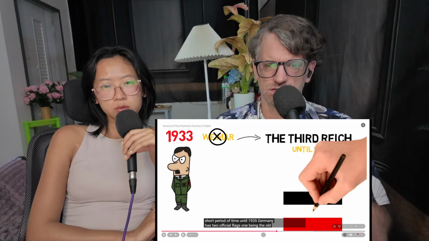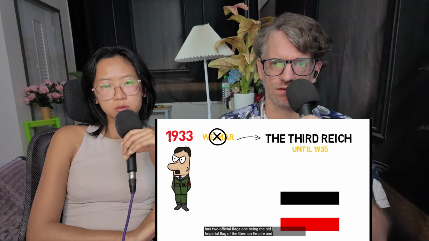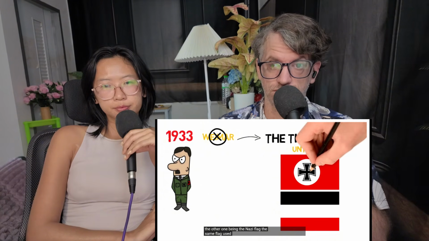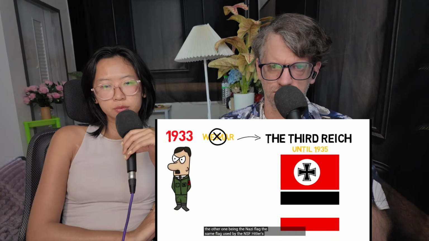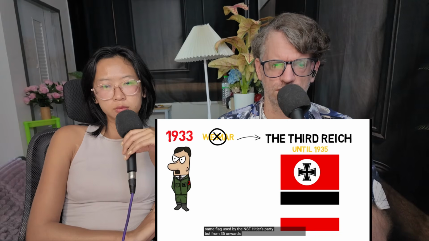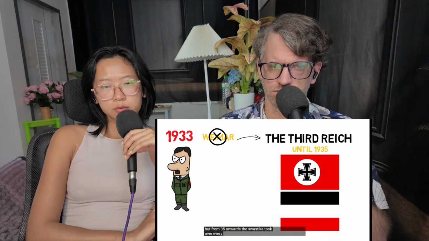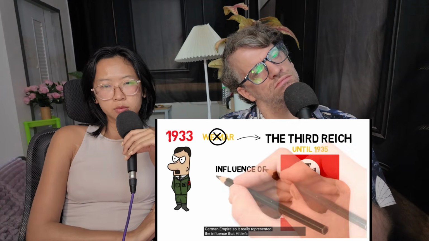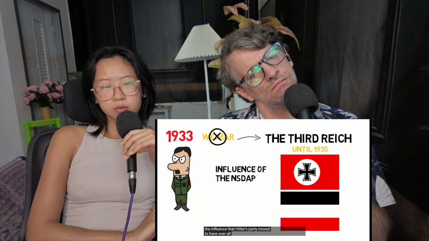One being the old imperial flag of the German Empire, and the other one being the Nazi flag, the same flag used by the NSDAP, Hitler's party. But from 35 onwards, the swastika took over every single flag used by the German Empire. So it really represented the influence that Hitler's party grew to have over all of Germany.